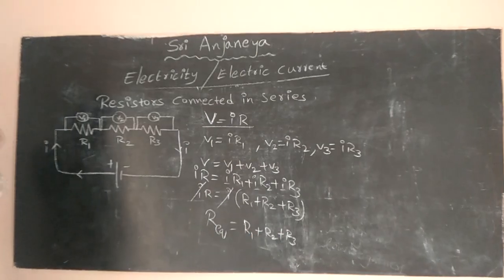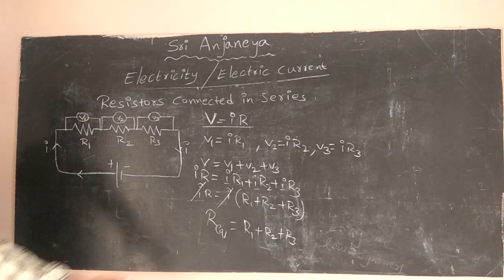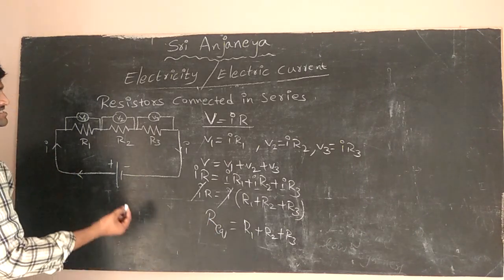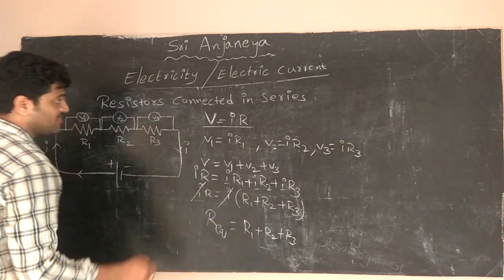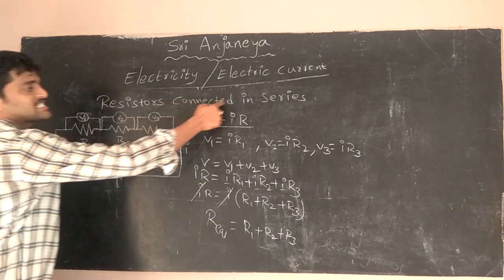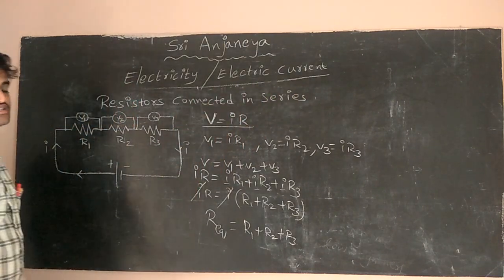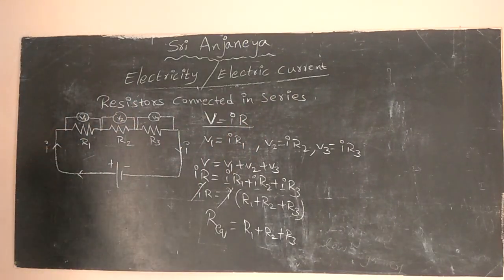This is the derivation for finding the equivalent resistance. Equivalent resistance is equal to the sum of the individual resistances when the resistors are connected in series. This is the scenario when the resistors are connected in series.